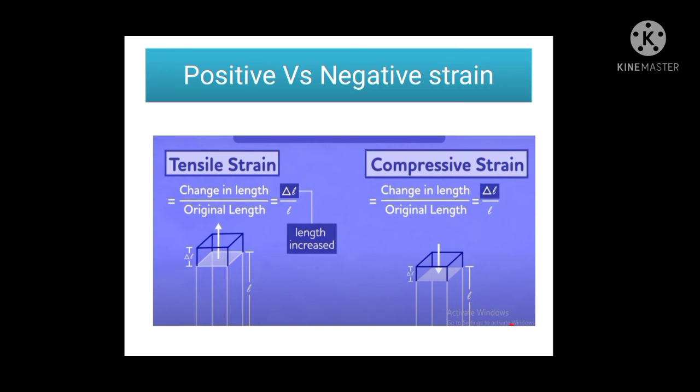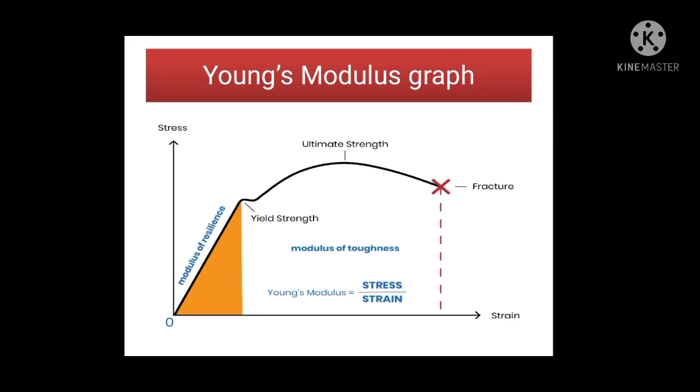So see what positive and negative strain are. Tensile strain is equal to change in length upon original length. If delta L is increased, in that case it is a tensile strain. If force is exerted inside the component, then delta L is negative. Length is decreased, so it is a compressive strain. So this is the example. I would suggest you take a screenshot of this particular image so that it will help you to understand it better.